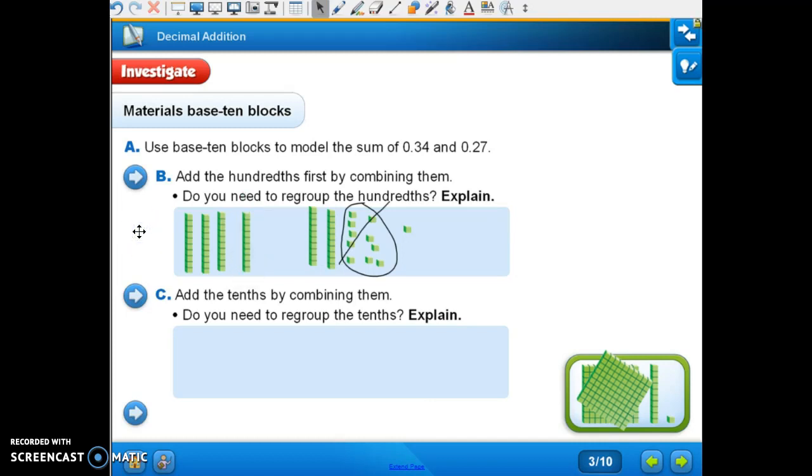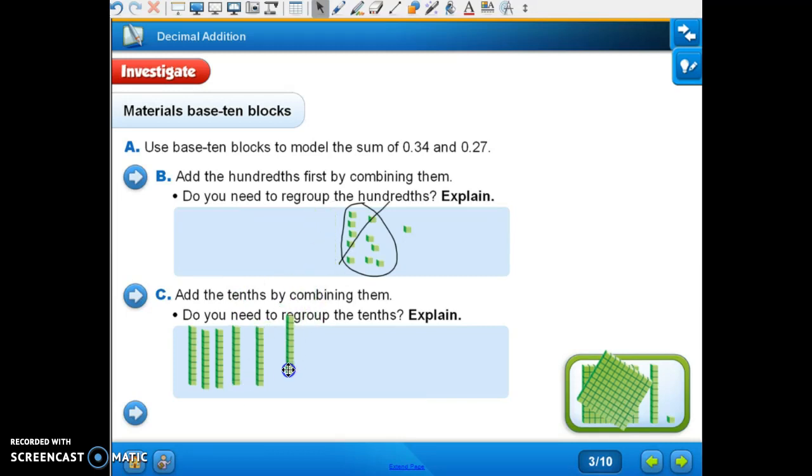Now we're going to add our tenths. Let's count our tenths. 1, 2, 3, 4, 5, 6 tenths. Do we need to regroup our tenths? Do we have enough to make one whole? No, we only have 6 tenths, so we can't make one whole. And then we have our hundredth that we need to bring down.